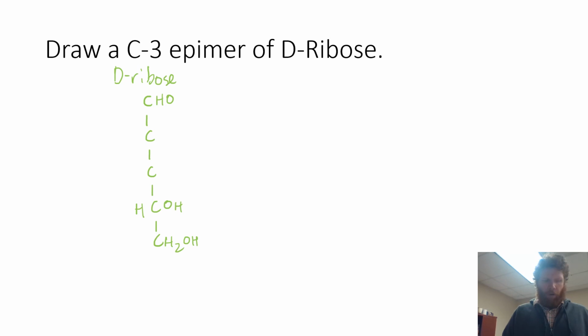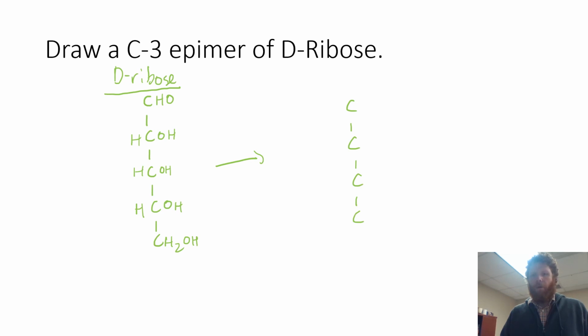Carbons 2 and 3, however, are the ones that we have to consider when we're drawing D-ribose. What you should use as a foundation is to recognize that all of my hydroxide groups for D-ribose are going to be on the right-hand side of my molecule. This is D-ribose. What I'm prompted to do is draw a C3 epimer of D-ribose. So 1, 2, 3, 4, 5.